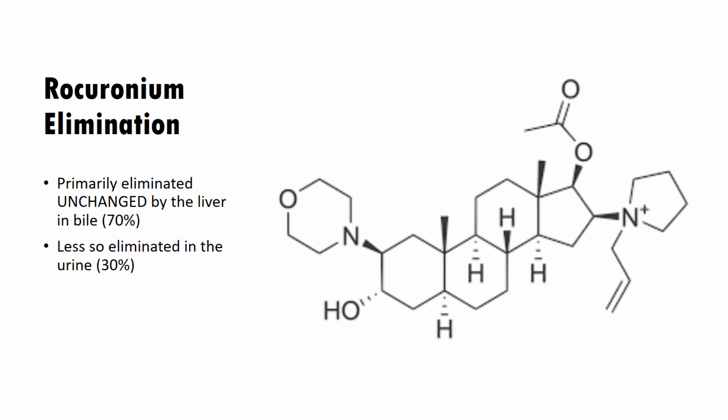So patients with renal failure can be given rocuronium. The speed at which it's eliminated may be mildly reduced, but you absolutely can use rocuronium in folks with renal failure because it is mostly eliminated unchanged by the liver.